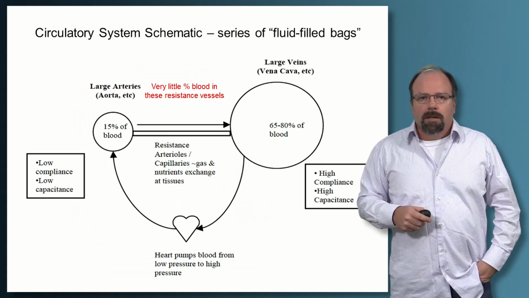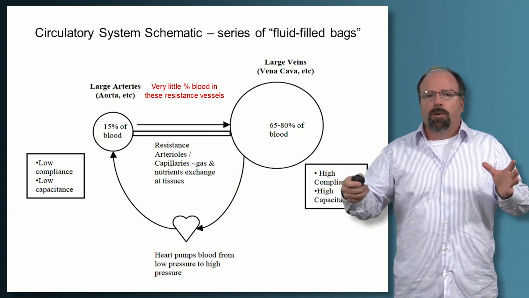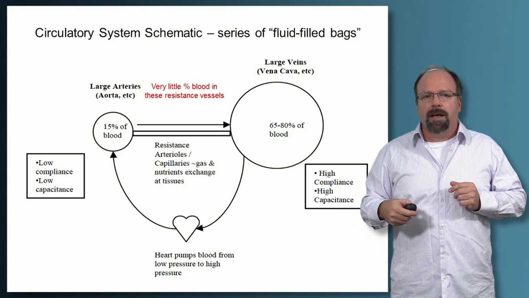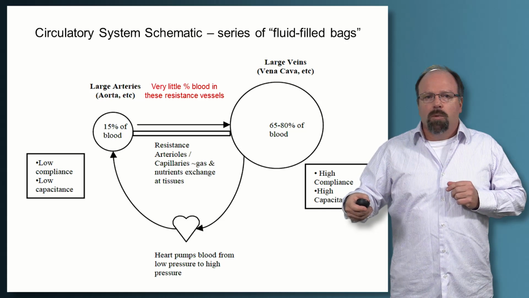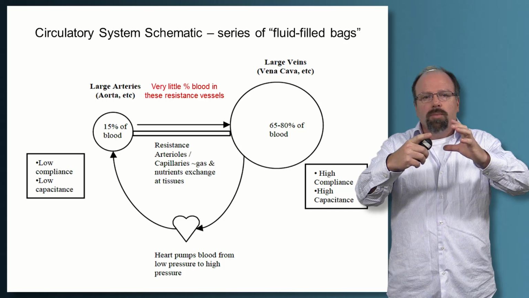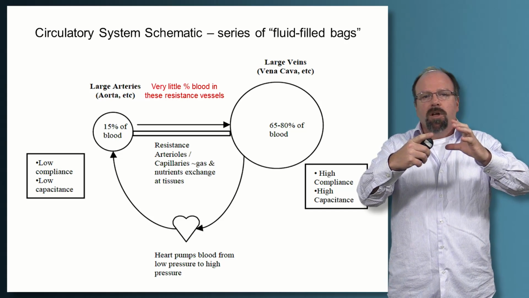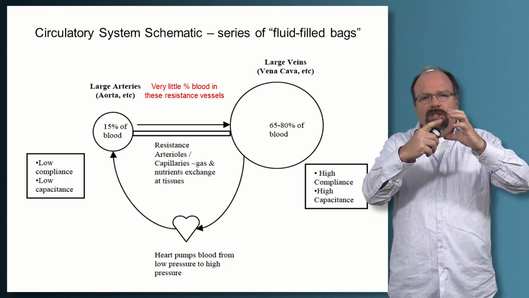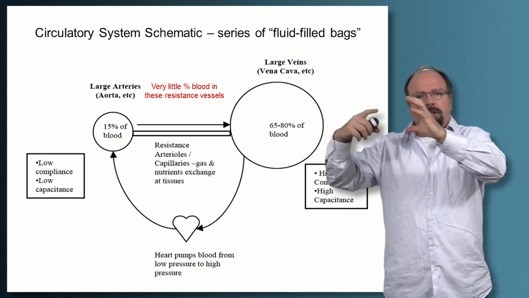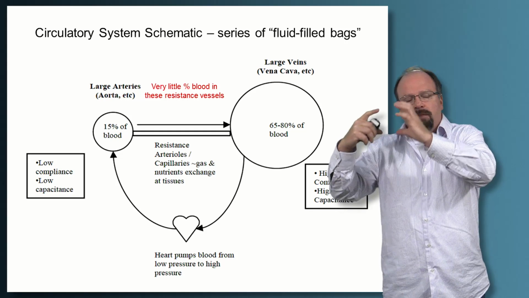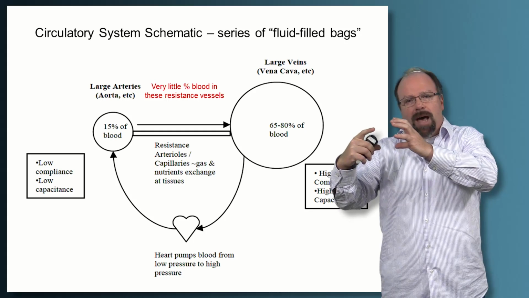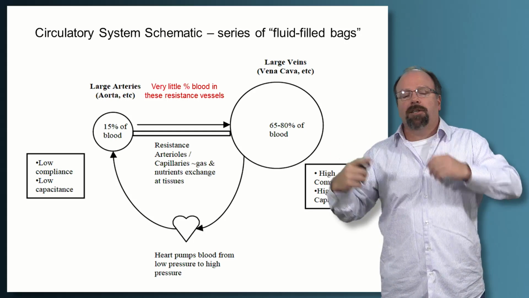So when we look at the circulatory system as a whole, it's very helpful to consider it as a system of fluid-filled bags. So what do I mean by this? We have an arterial system that is a low compliance, low capacitance system, which means it's a very stiff bag, and so it doesn't tend to hold a lot of blood. On the other side, we have the large veins, the vena cava, and that system is a high compliance, high capacitance system that actually has the capacity to hold large amounts of blood.